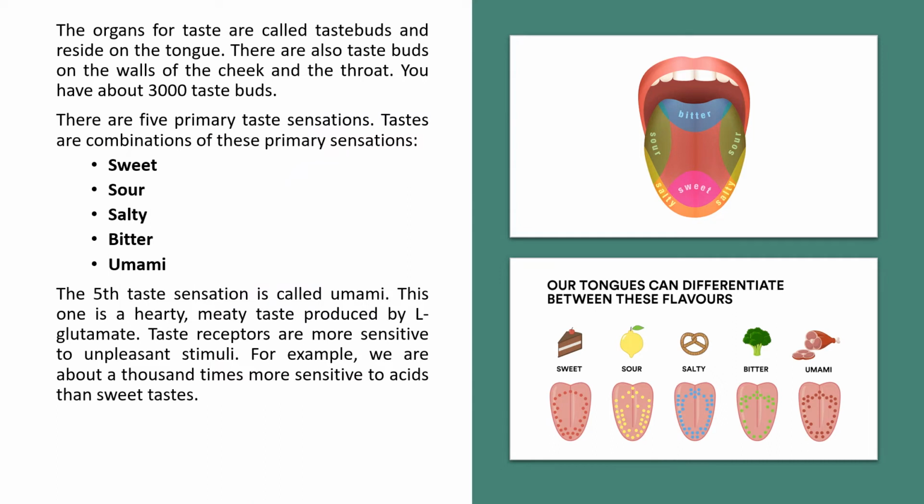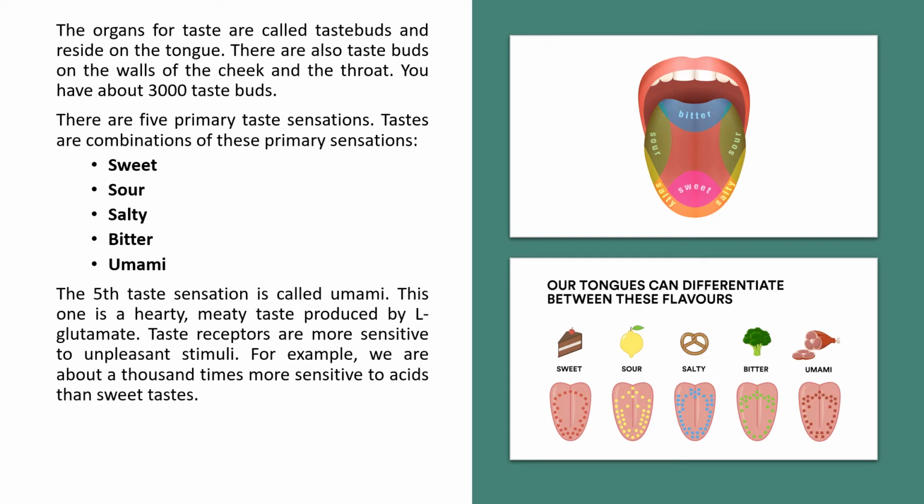The organs for taste are called taste buds and reside on the tongue. There are also taste buds on the walls of the cheek and the throat. You have about 3,000 taste buds altogether. There are 5 primary taste sensations.